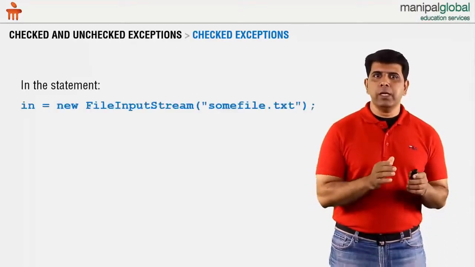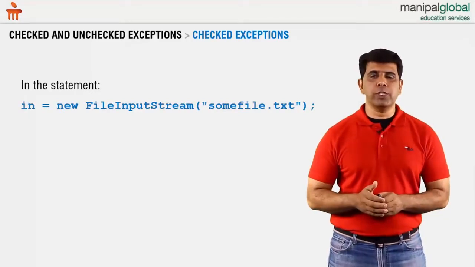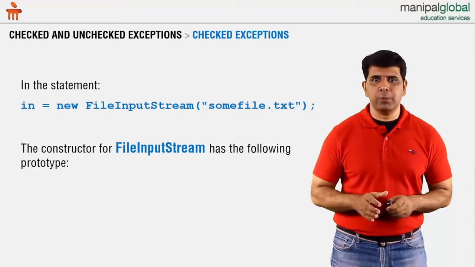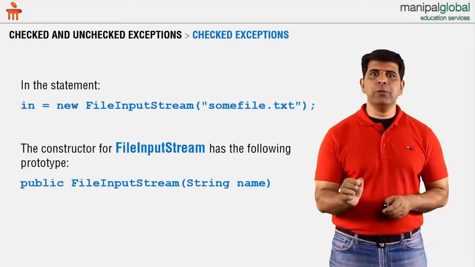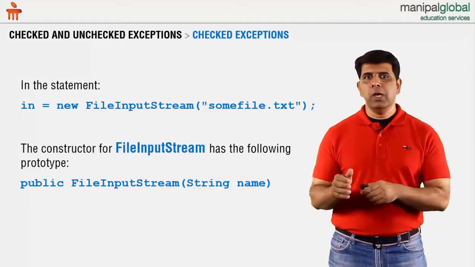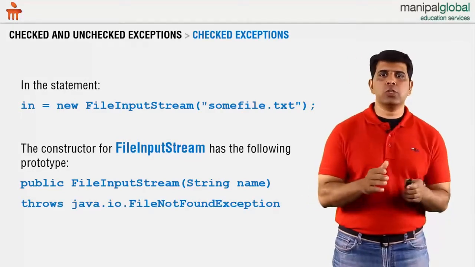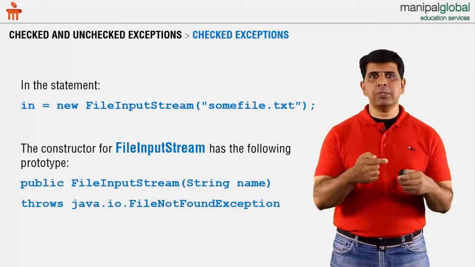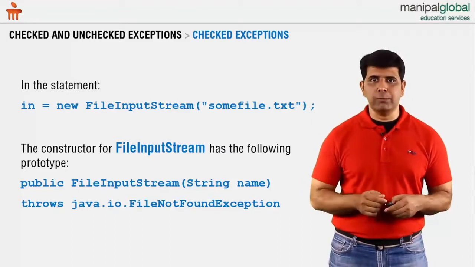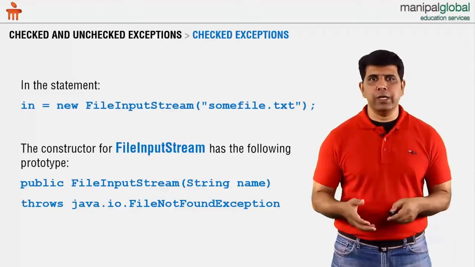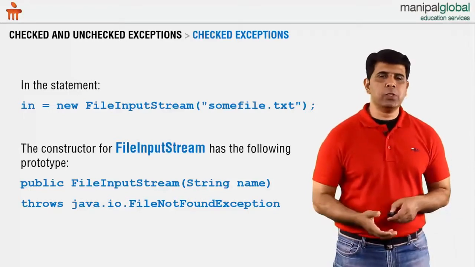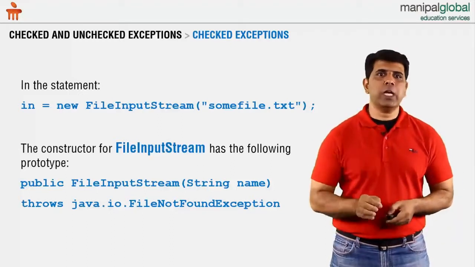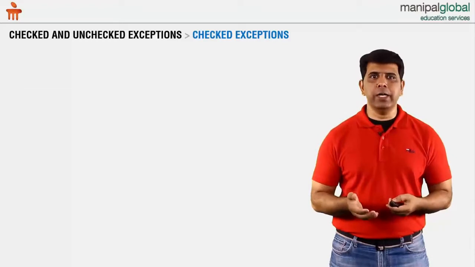Now in the statement in = new FileInputStream, the constructor FileInputStream has this particular prototype: public FileInputStream(String name), but also has throws java.io.FileNotFoundException. Now when the compiler comes across the statement in = new FileInputStream, it would have checked this signature and says that, hey, this constructor is probably going to throw you an exception, which is a checked exception. But I have not handled it.